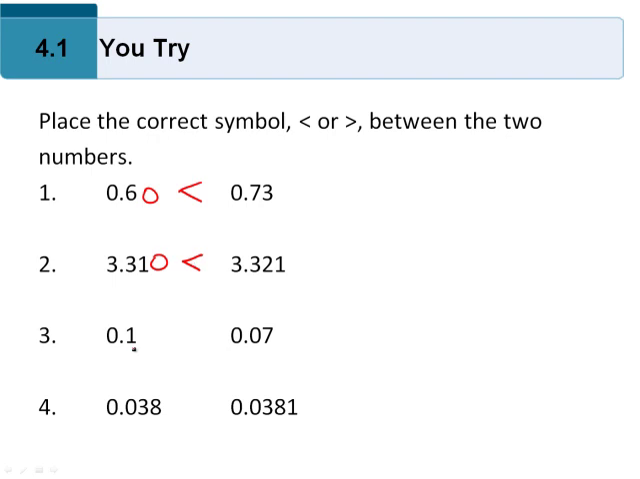Okay? All right, number 3, we have 0.1 and 0.07. So I need to add a 0. So we're looking at 10 versus 7. 10 is greater than 7. Okay? And number 4, 0.038 and 0.0381. I need to add a 0. Well, 380 is less than 381. Okay? And that is it for this section.